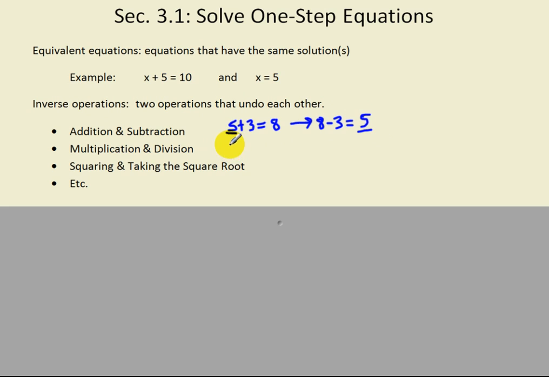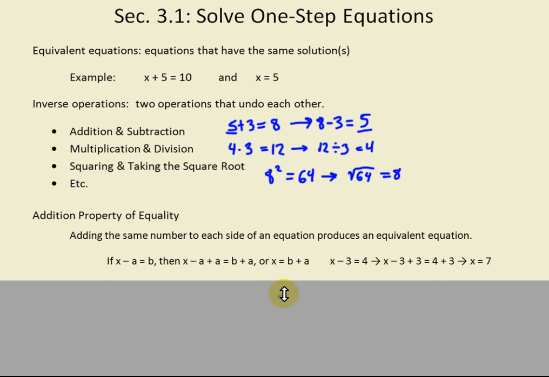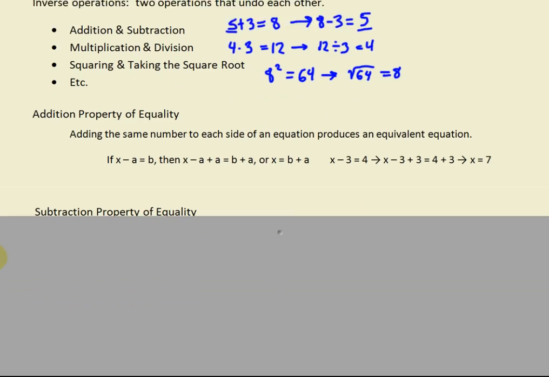Multiplication and division. If we take, let's say, 4 times 3, this will give us 12. To get back to 4, we start with 12, and instead of multiplying by 3, divide by 3. And we end up with 4 again. Squaring and taking the square root. If we take, let's say, 8 and square it, this will give us 64. To go backwards, the opposite direction, take the square root of 64, the principal square root of 64, and we get 8. Okay, so we want to keep track of what those inverse operations are because we're going to be using those.